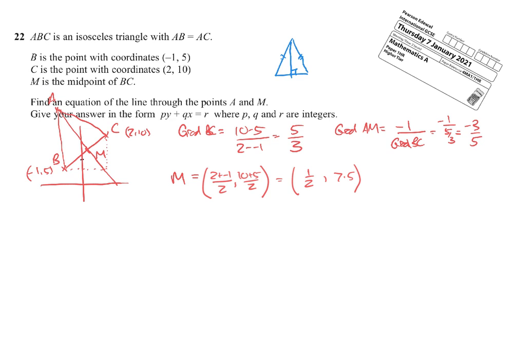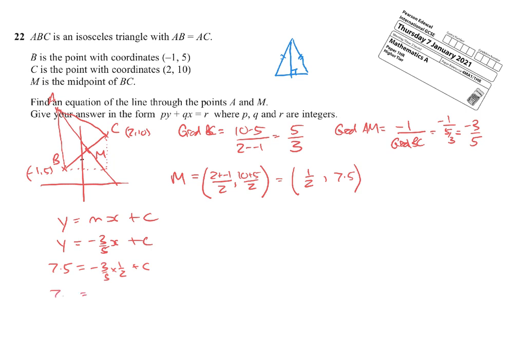Now I want the equation of line AM. I can use the form y equals mx plus c, where m is the gradient and c is the intercept. I don't know the intercept, but I do know the gradient. So I put the gradient, minus 3/5, into my equation: y equals minus 3/5 x plus c. To find c, I can put in a pair of coordinates I know on that line, which is the midpoint M. So when x is 1/2, so minus 3/5 multiplied by 1/2, y is equal to 7.5. Let's tidy this up a bit. It's not particularly pleasant using decimals and fractions, but we'll roll with it.